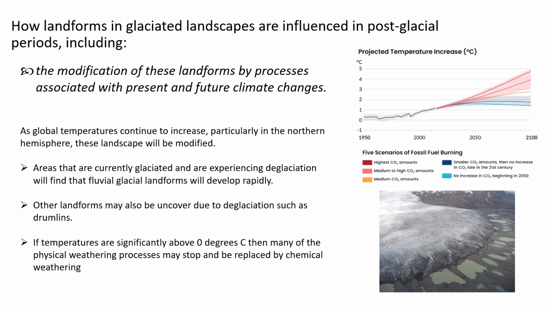We can see here we've got projected temperature increase. This is looking at future climate change. And we've got a variation here in projections, but all of them show our climate warming. And as a result of that warming of climate change, then we will find that our current areas of ice will be experiencing deglaciation. And particularly parts of Iceland, they've observed this process of deglaciation, rapid deglaciation, because of climate change in the last 20-30 years.